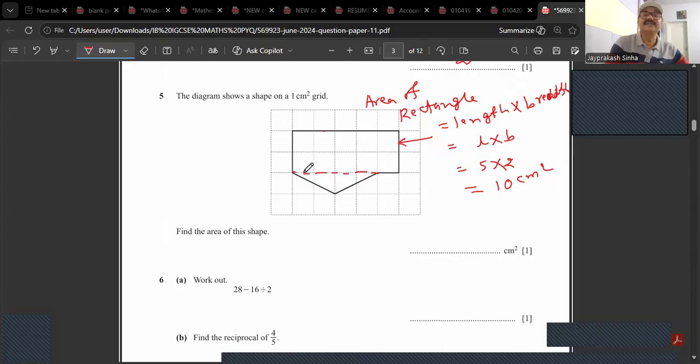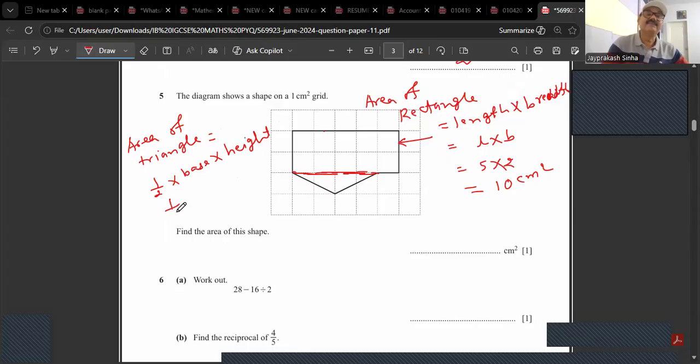So this is a rectangle. This is a triangle, this is a triangle. So we can find the area of the triangle. So what is the area of the triangle? Half into base into height. Area of triangle is equal to half into base into height.